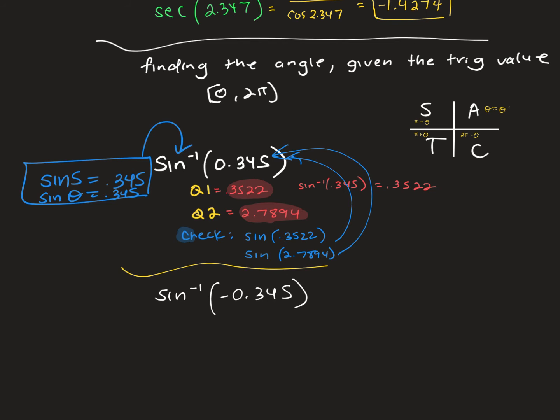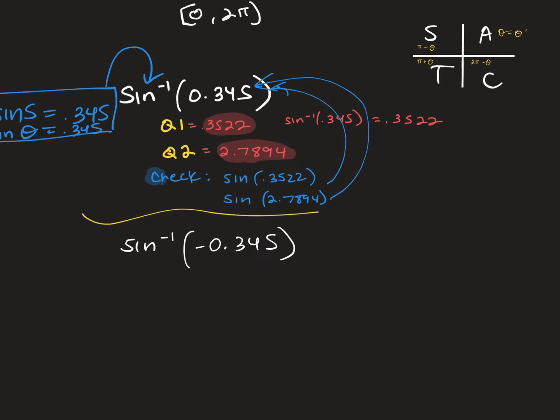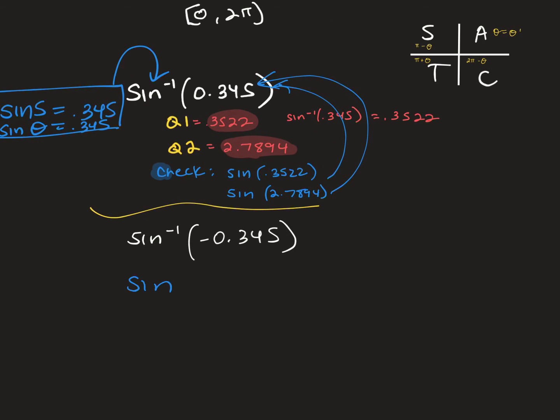Okay, so now sine negative 1. Again, the wording on this would actually be sine of S equals negative 0.345. It would look like that, and we're trying to find the value of S. Where is sine negative on my circle? Which quadrant is sine negative? The third and fourth. So quadrant 3 and quadrant 4.